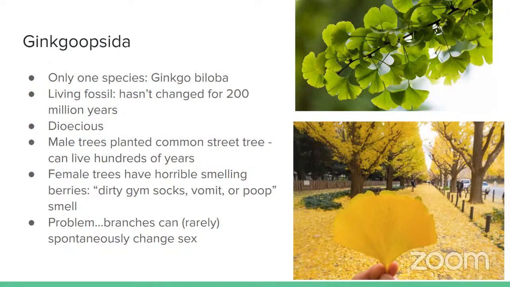So this means that there are male trees and female trees. Right. The male trees are a relatively common street tree. They started planting them in like the 1800s when they were having lots of issues with smog, right? They found that planting plants cleared the air. The male trees are pretty. They have these cool leaves. They turn yellow in the fall. They're really nice. The female trees are also really pretty, but they have some really horrible smelling berries.